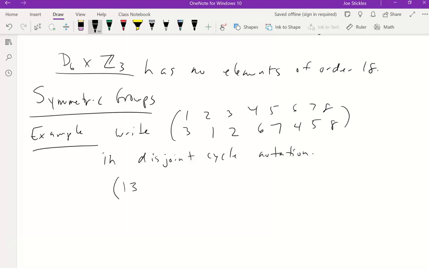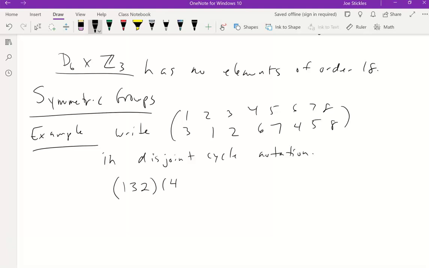Okay, and 3 gets mapped to 2, 2 gets mapped to 1. So we close the cycle off. Right? That look familiar? Okay. Then start with a symbol that's not in the first cycle.